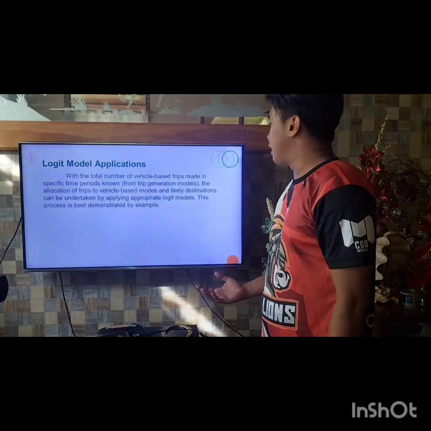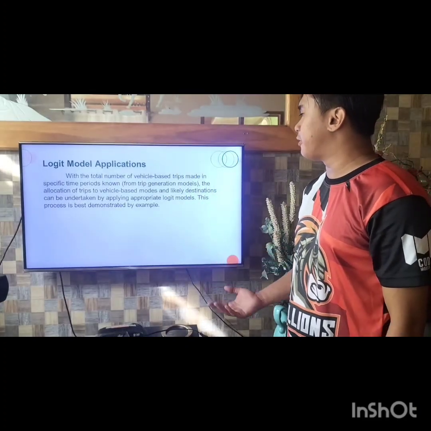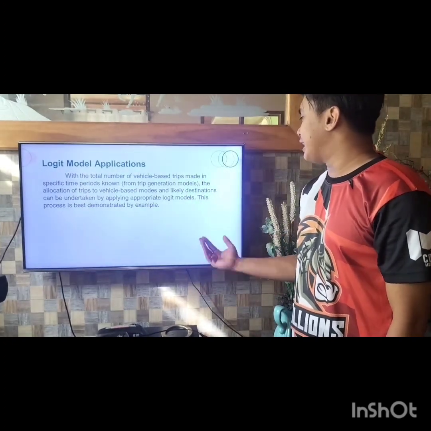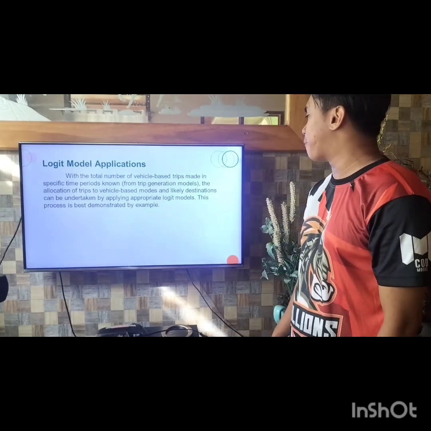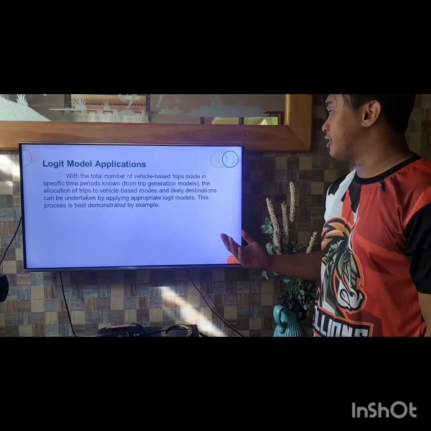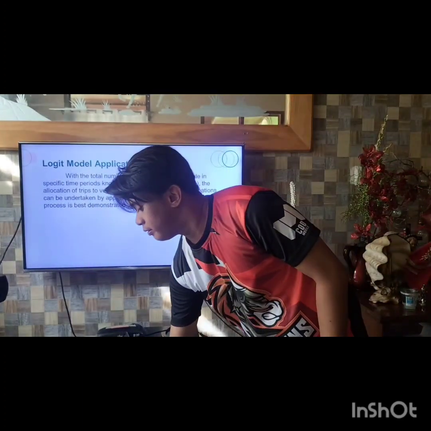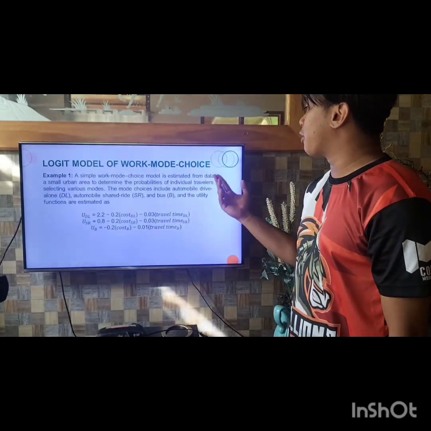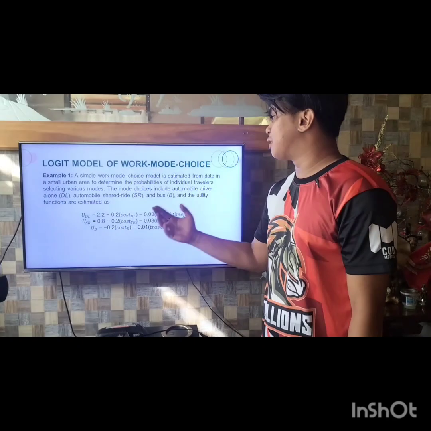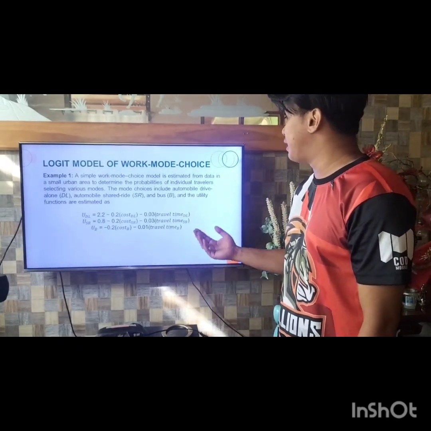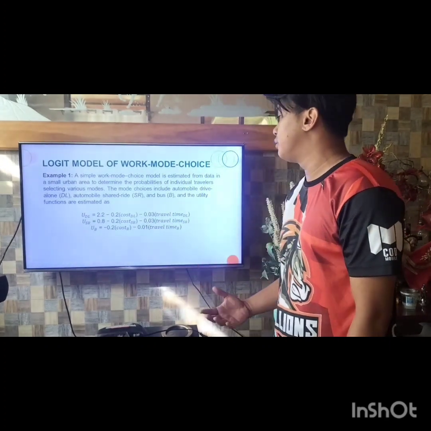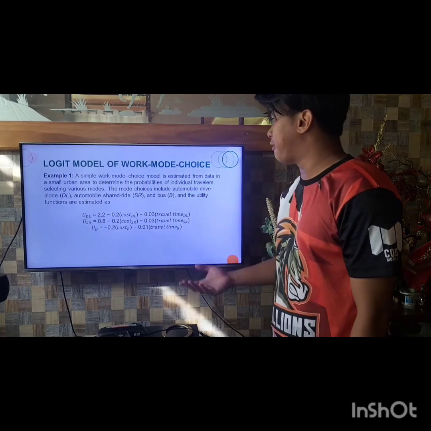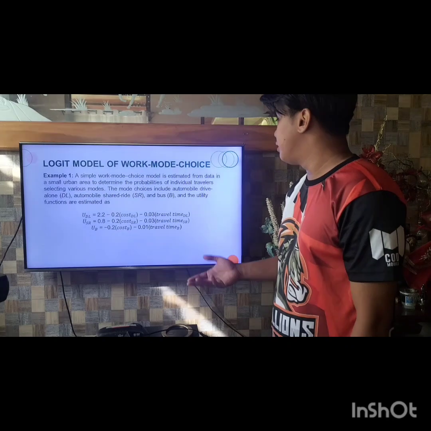With the total number of vehicle-based trips made in a specific time period known, the allocation of trips to vehicle-based modes and to destinations can be undertaken by applying appropriate logit models. This process is best demonstrated by example. Example 1: a simple work mode choice model is estimated from data in a small urban area to determine the probabilities of individual travelers selecting modes. The mode choices include automobile drive alone, automobile shared ride, and bus.